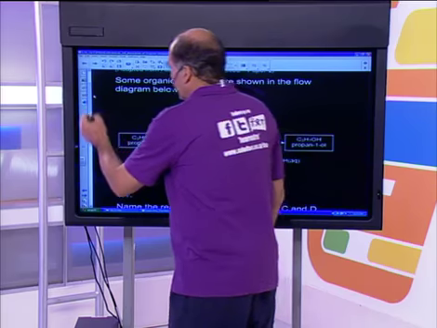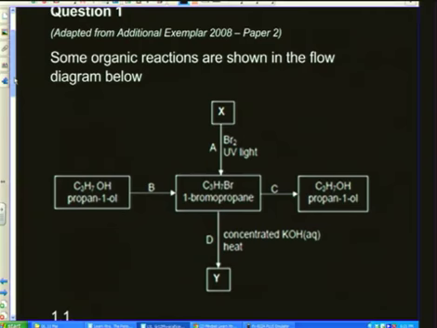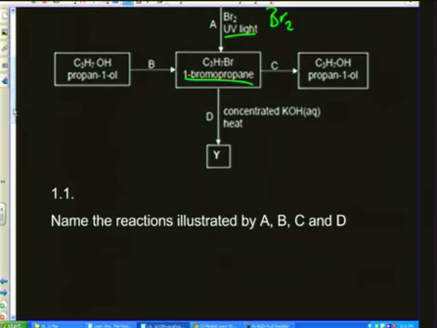But for now, let's get back to the revision. Let's revise and let's go over what this is. Some organic reactions are shown below, so let's just make sure we've got them. Let's use a nice bright color, and I might need to just go over this diagram. We've got X over there. We know that there's Br2 in UV light, and it gives us 1-bromopropane. Okay? That's the one thing.